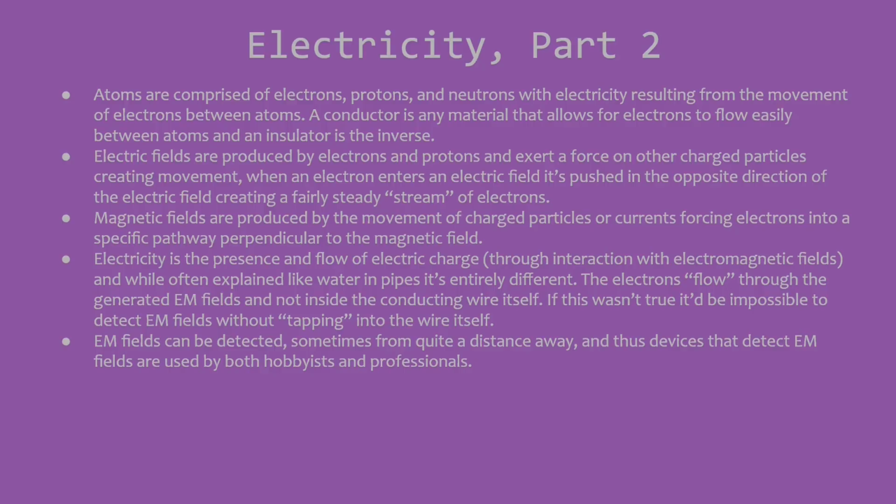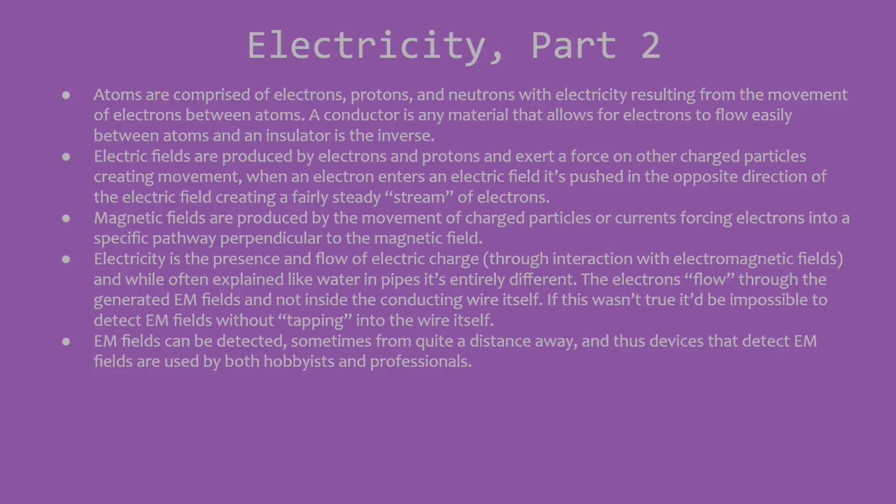Now, keep in mind that electricity and magnetism are actually two sides of the same force, the electromagnetic force. Magnetic fields are also produced by this movement of charged particles, which forces the electrons into a very specific pathway perpendicular to the magnetic field. Now, this gives us our definition of electricity, which describes both the presence and the flow of electrical charge through interactions with these electromagnetic fields.